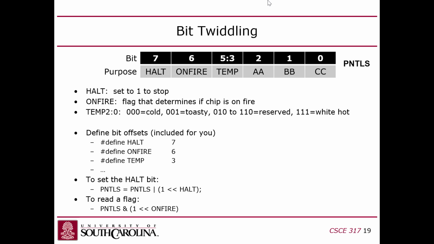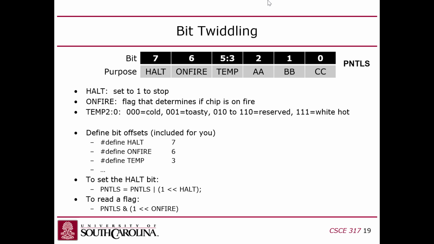That's because they didn't have anything to use, so they just say, well, they're reserved for possible future use in another version of this chip or another iteration of this architecture. Meaning that you're not supposed to use those values. And then 111 is white hot, right?